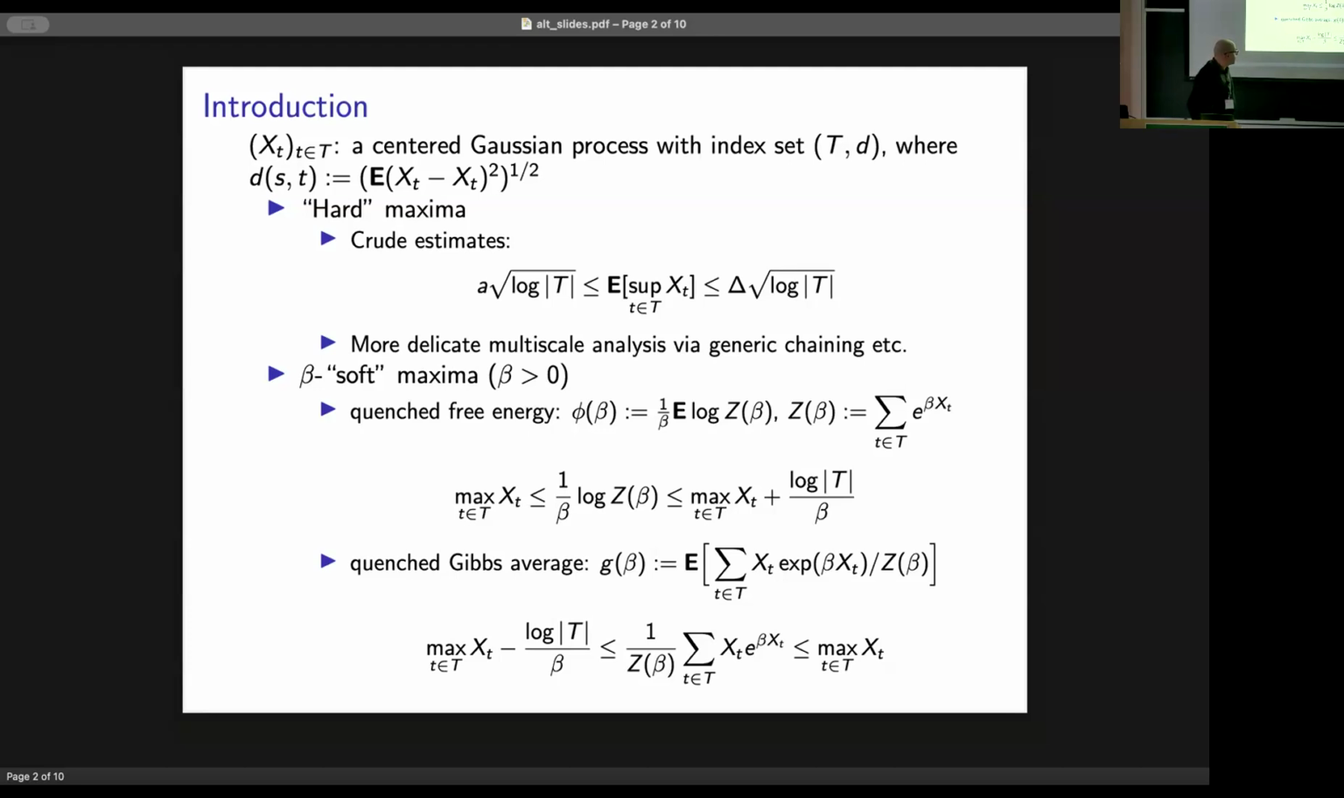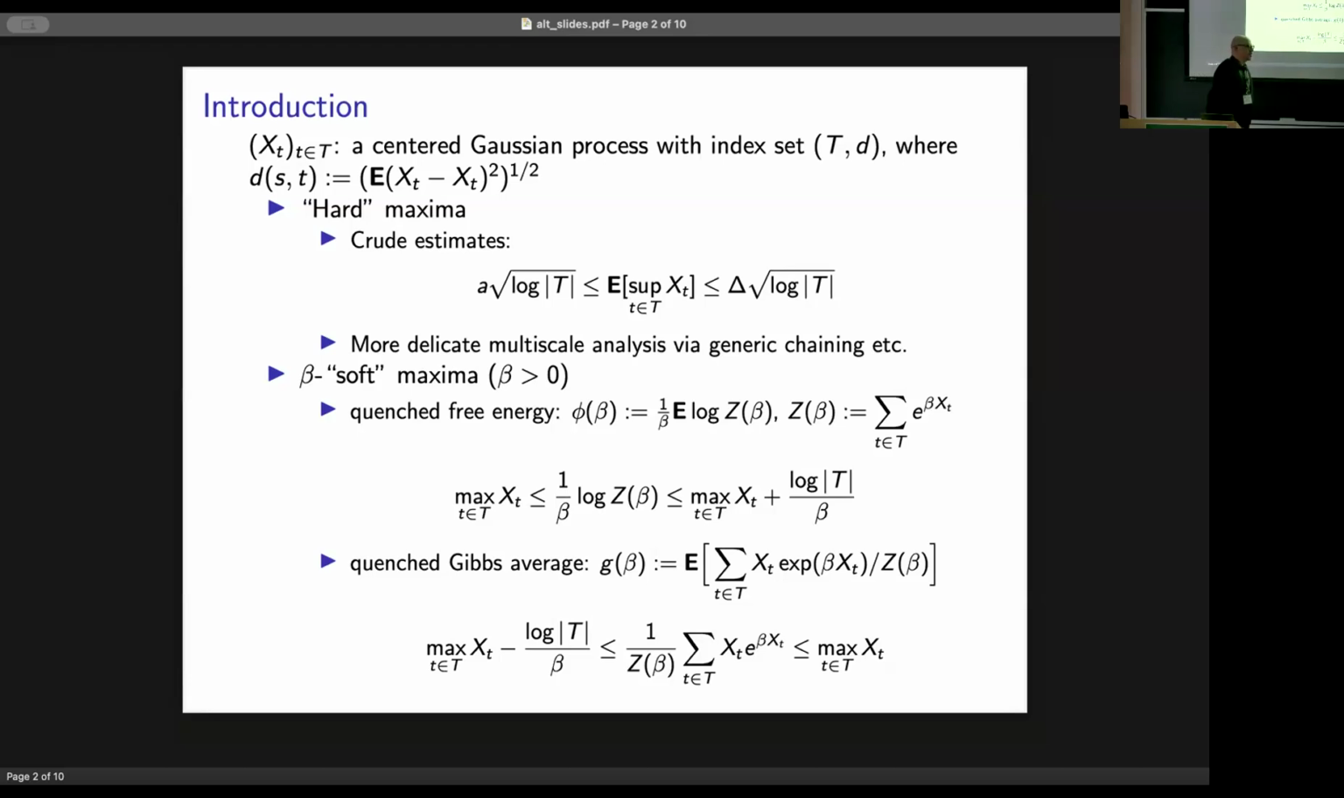Beta here is the inverse temperature, and you compute 1 over beta times the expected log of that. This satisfies double-sided bounds that allow you to replace it with the maximum as beta goes to infinity. So temperature gets cranked down to 0. Or you can have the quenched Gibbs average.